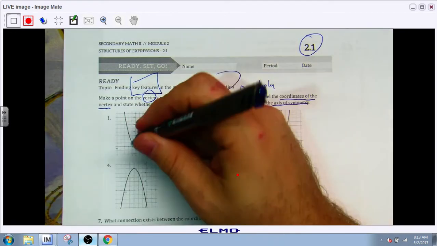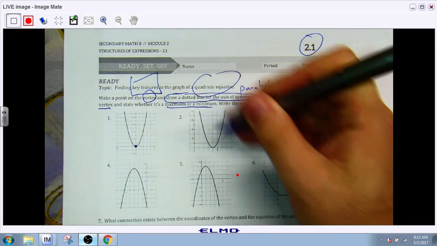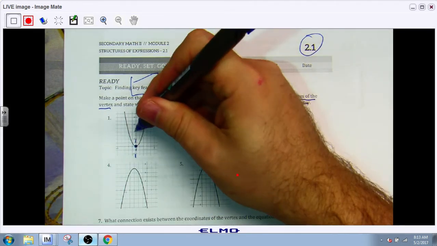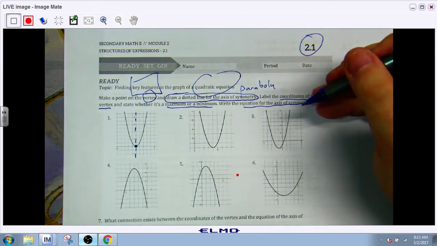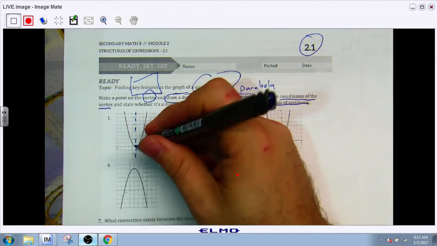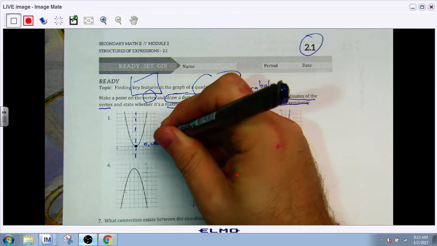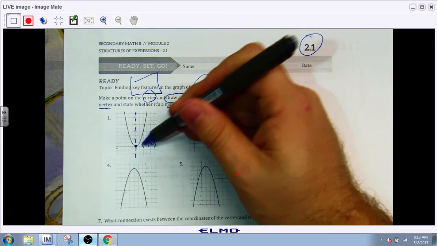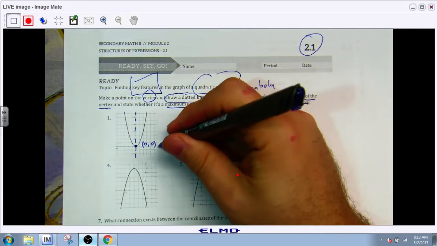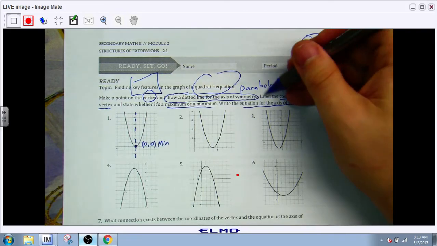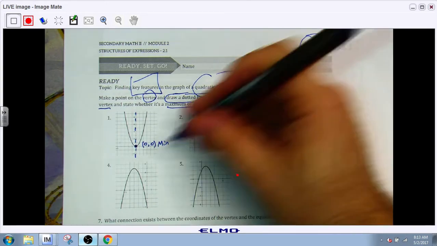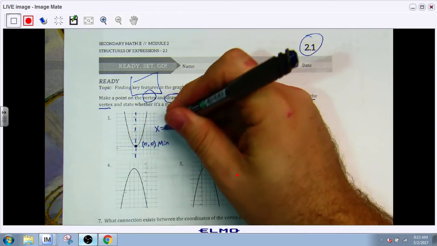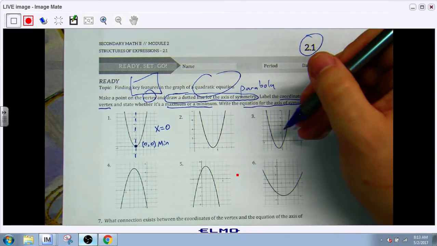So make a point of the vertex. Well, here's the vertex. Boom. Draw a dotted line on the axis of symmetry. Well, it cuts it in half at the vertex. So there's my dotted line. Label the coordinates of the vertex. Okay, so this is the point 0, 0. And state whether it's the maximum or minimum. Well, it's the lowest value because it goes up from there. So this is the minimum. And then finally, write the equation of the axis of symmetry. Well, this is a vertical line. All vertical lines are going to be x equals, and in this case, it's where x is 0. Okay, so that's how we would do that.